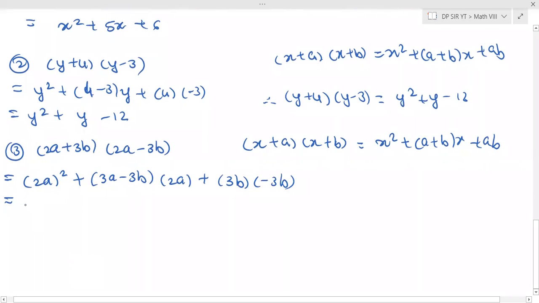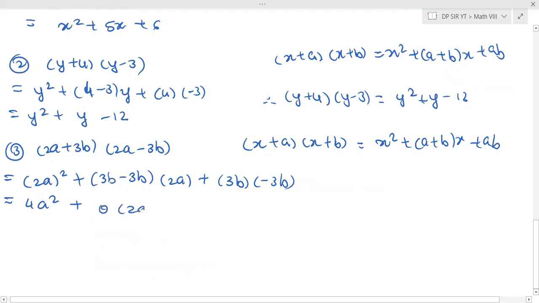It's 2 square is 4. Okay, and what is a square? It is a square plus here it's going to be 3b minus 3b into 2a. So don't forget, it's not 3b minus 3b, it's 3a minus 3b. Am I going wrong somewhere? हाँ इधर b आएगा. So sorry, 3b minus 3b.